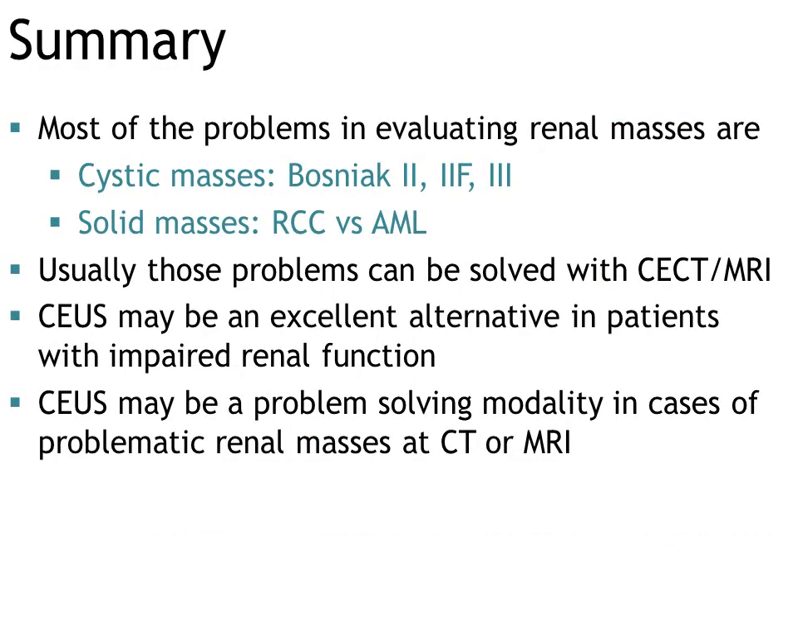So, this is a summary of my talk. Most of the problems we are facing in the evaluation of renal masses are differentiation of cystic renal masses among Bosniak class 2, 2F, and 3, and differentiation of solid renal masses between renal cell carcinoma and angiomyolipoma. Usually those problems can be solved with CT or MRI, but contrast-enhanced ultrasound may be an excellent alternative in patients with impaired renal function, and even may be a problem-solving modality if we have problems at CT or MRI.